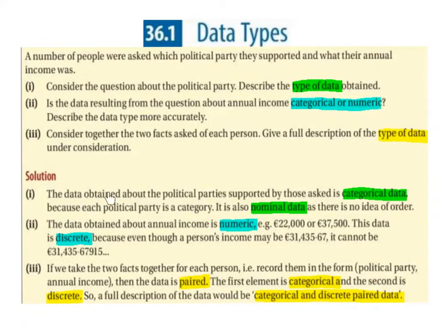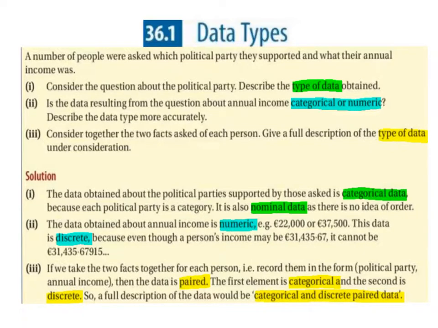The data obtained about the political parties supported by those asked is categorical data, so basically word data, because each political party is a category. It is also nominal data, as there is no idea of order, so the data cannot be put into an order. The opposite of nominal data is ordinal data. Ordinal data can be ordered. For example, days of the week, months of the year, test grades, A, B, C, D, etc.